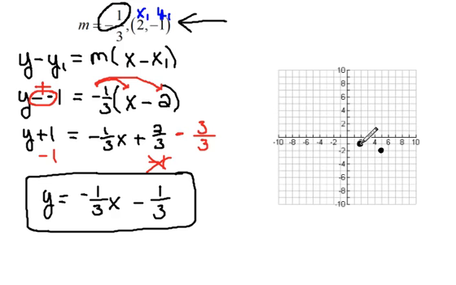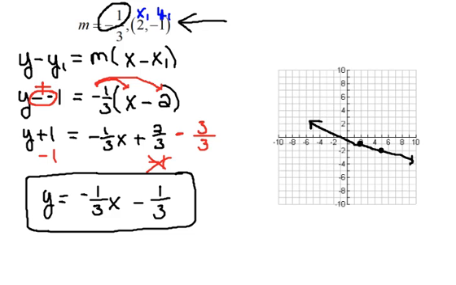So now I could connect the dots, and hopefully if you have a nice straight edge, your line is going to be a whole lot nicer than my line will be, and that's okay. So this is how we go from one step to the other.